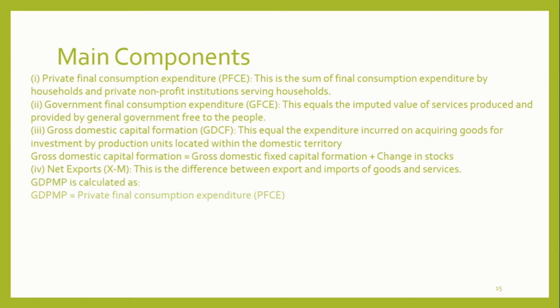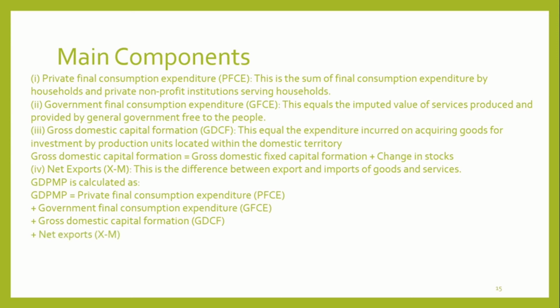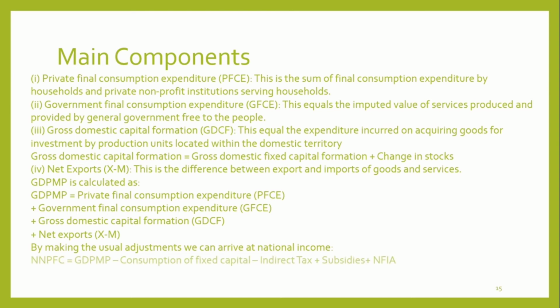GDP-MP is calculated as: GDP-MP is equal to private final consumption expenditure plus government final consumption expenditure plus gross domestic capital formation plus net exports. By making the usual adjustment, we can arrive at national income. NNPFC is equal to GDP MP minus consumption of fixed capital minus indirect tax plus subsidies plus NFIA.